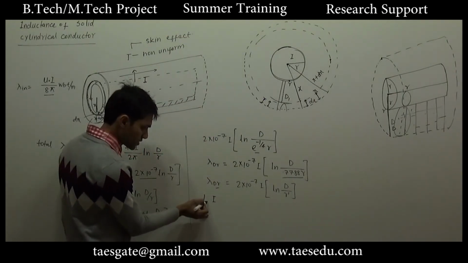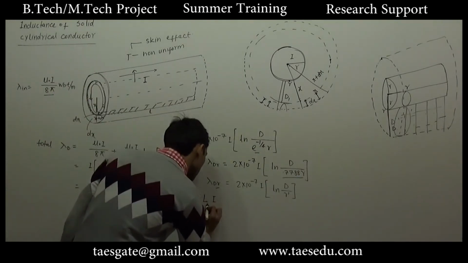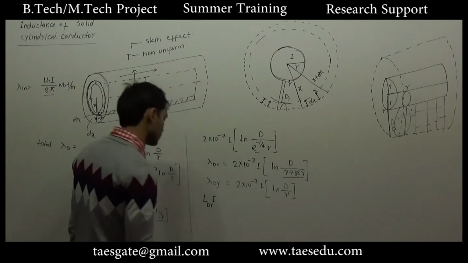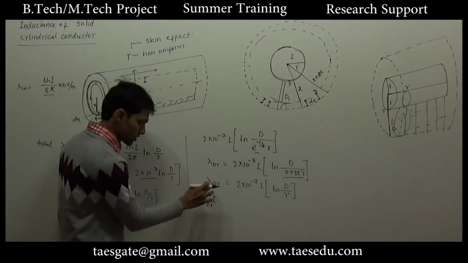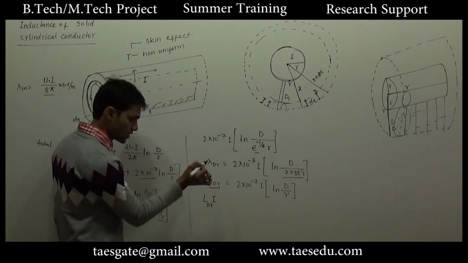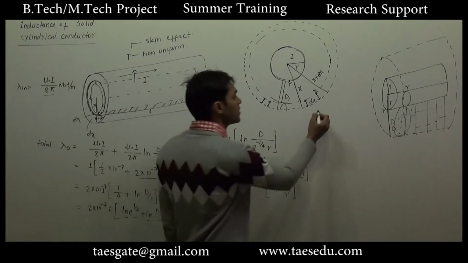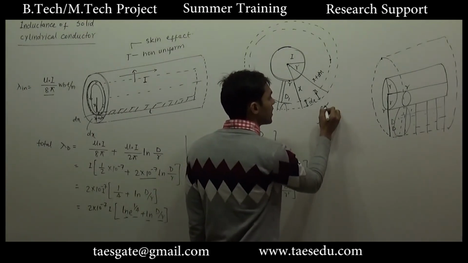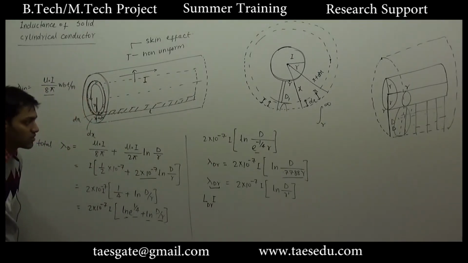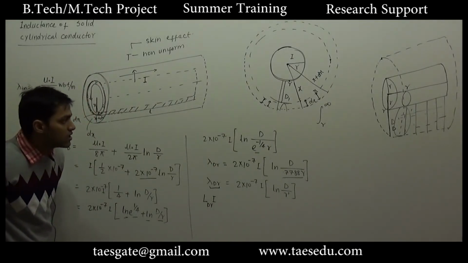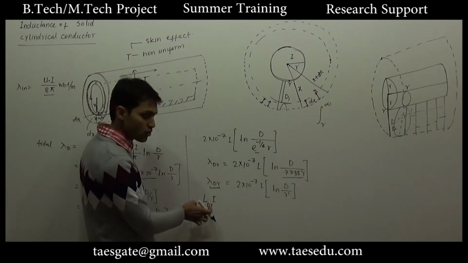And what will this inductance be? Inductance only due to the flux between D and R. Since this is not the total flux, if we were to calculate the total flux we would integrate starting from R and go up to infinity. But since we are calculating only the flux between R and D, this will not give you the total inductance.